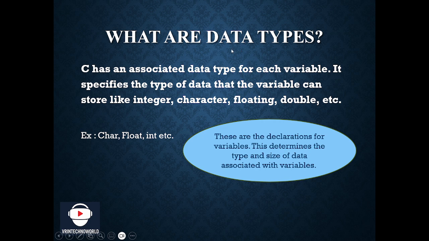For example, if you have taken num1 and num2, num1 is of floating type, or it is having an integer kind of value. So it determines the type as well as the size of the data, like how much memory cells it would acquire. So these two are the important points in case of data type.